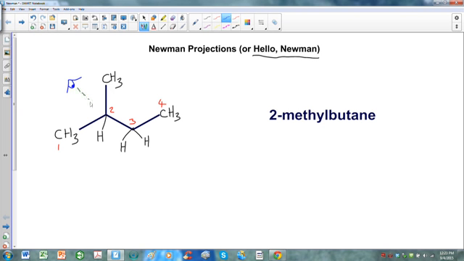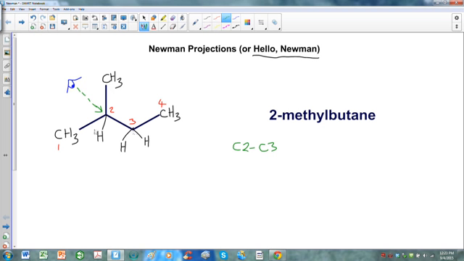And you are looking down the carbon 2, carbon 3 bond. When you're doing Newman projections you always need to specify which bond you are looking down. In this case it's carbon 2 and carbon 3. Now in Newman projections there's a very particular way to represent carbon 2, which is the front carbon, and carbon 3, which is the back carbon.